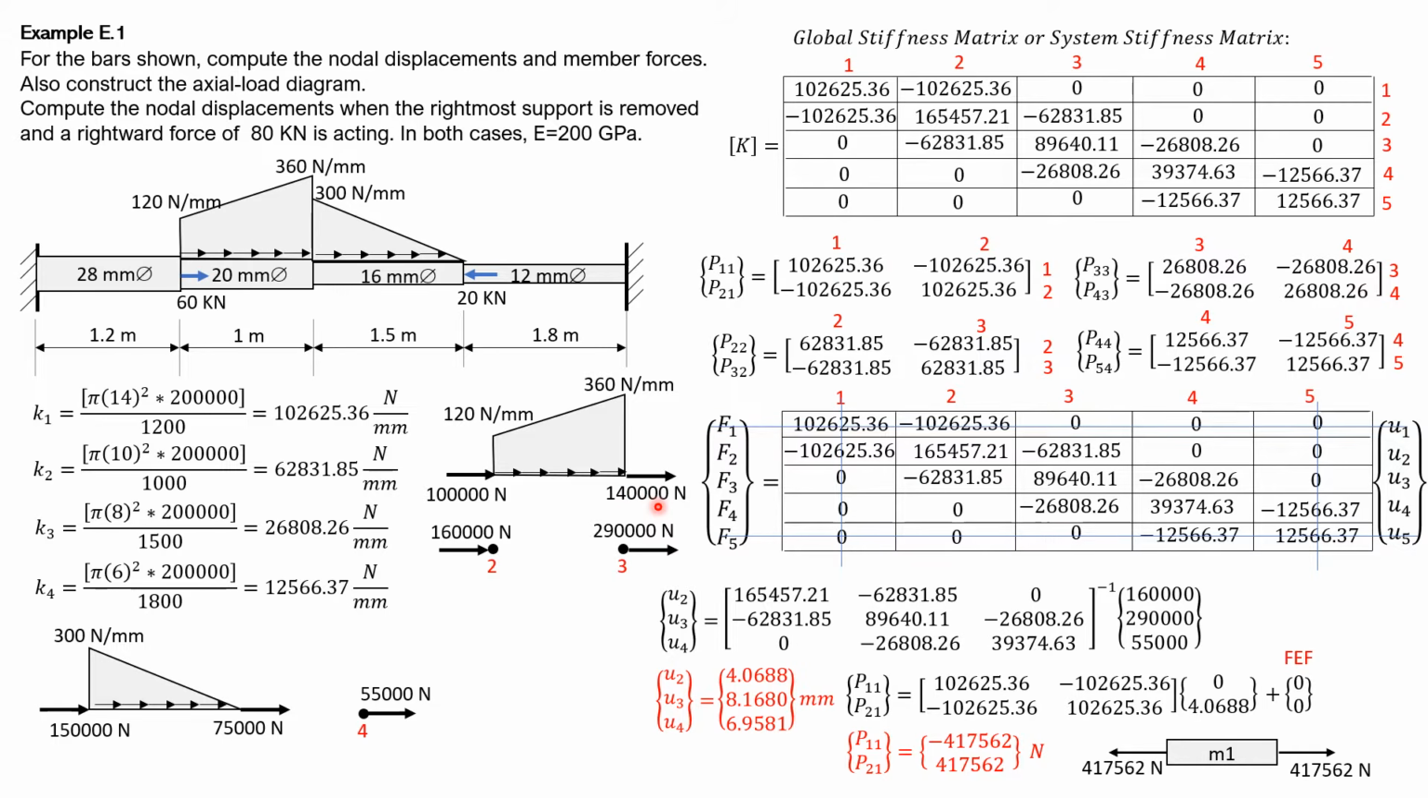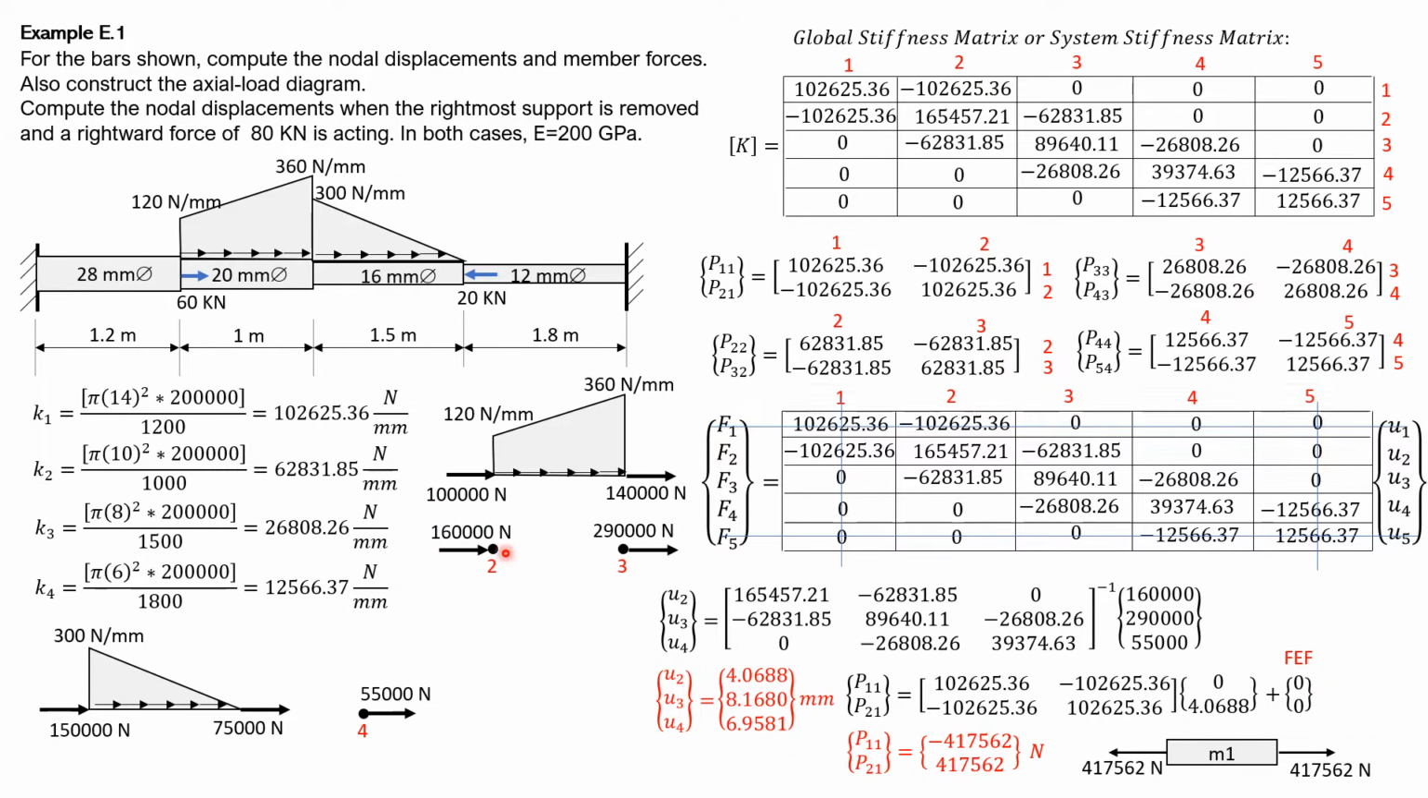So you get 140,000. Then for member 3, we have in this joint or node, the equivalent load or force equal to 300 Newton per mm times length 1500 mm divided by 3. So you get 150,000 rightward. On this side is 300 times 1500 divided by 6. So 75,000 newtons.